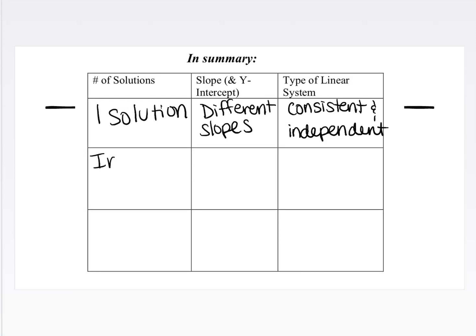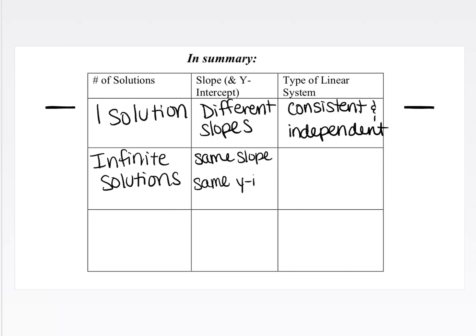If we have infinite solutions, here we would have the same slope and the same y-intercept. And this is because we're dealing with the same line. So they're going to have the same slope, same y-intercept. So this is called consistent because there is a solution, and dependent because there are infinitely many solutions.